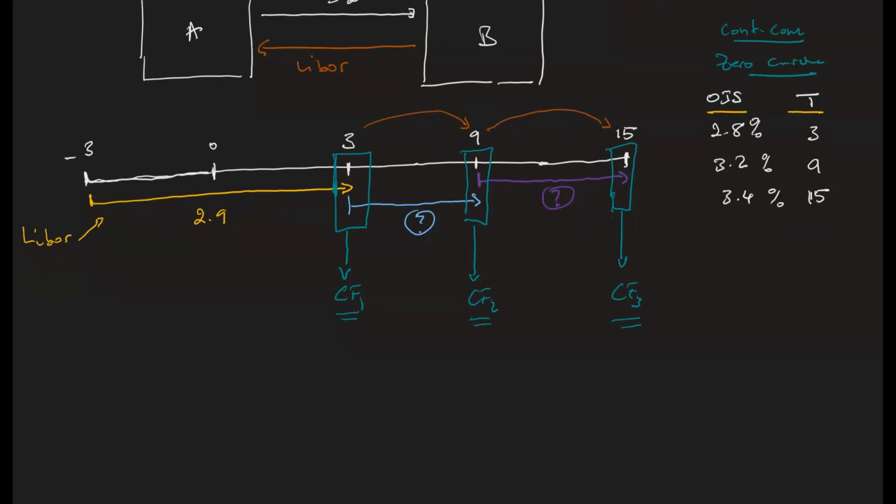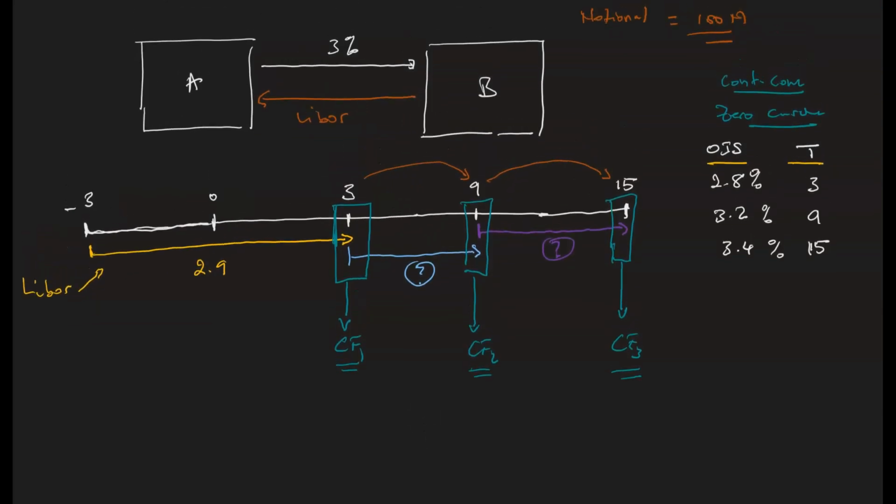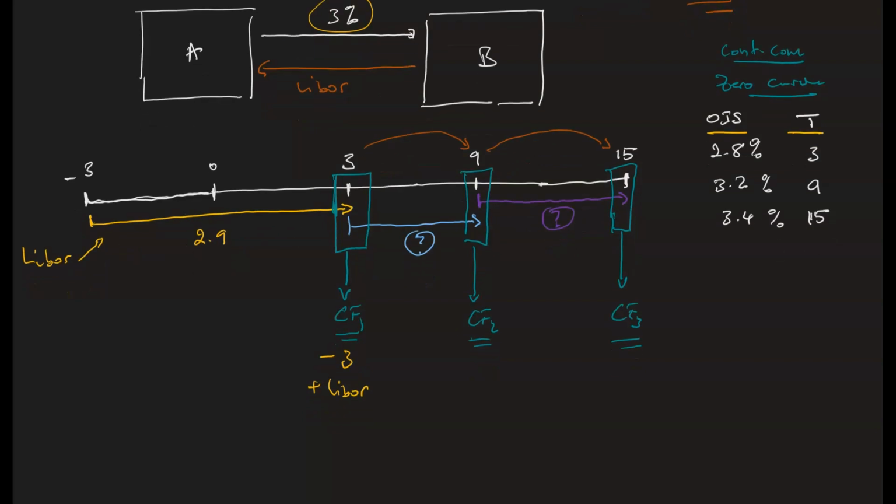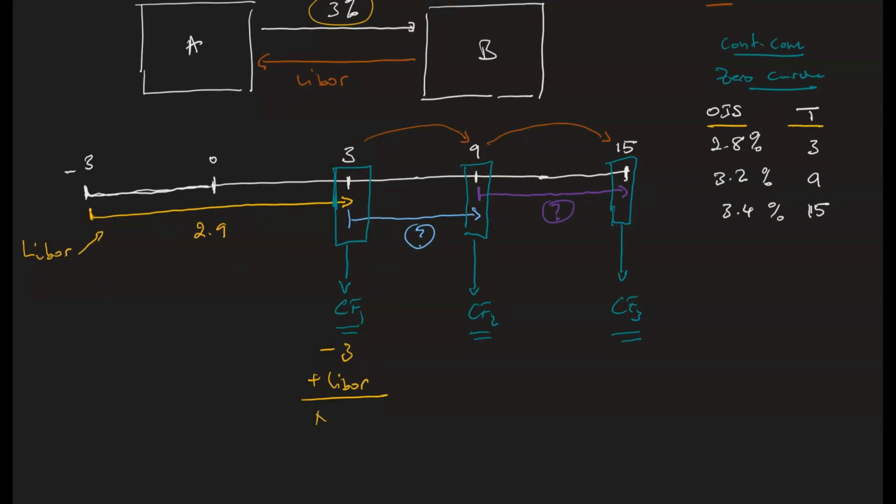The first cash flow that we're going to have here is going to be equal to, remember we are paying 3%, so it's going to be minus 3%, and we are receiving LIBOR, so it's going to be plus LIBOR, and we're going to obtain a net amount, and that net amount is going to be multiplied by the notional in order to find the cash flow for that period. Now remember, these are semi-annual payments, so really we should be dividing this by 2, this by 2.